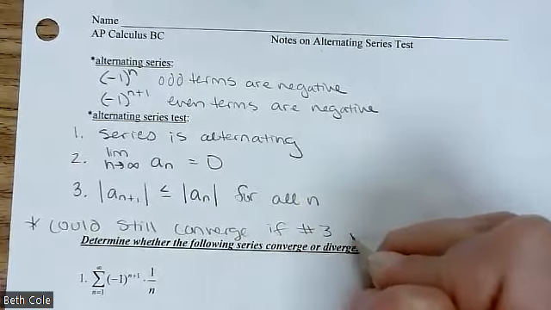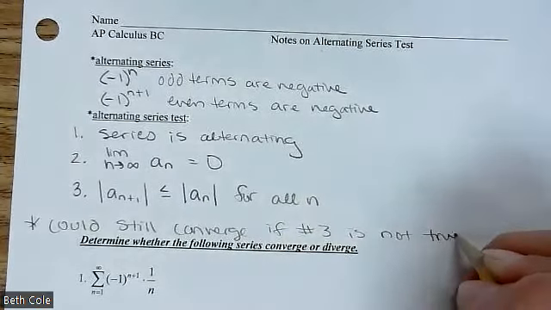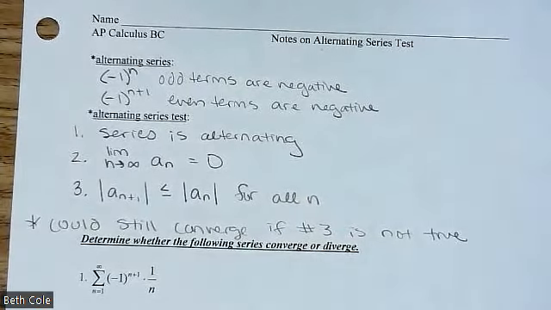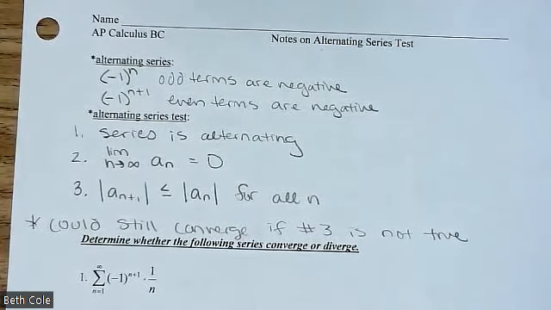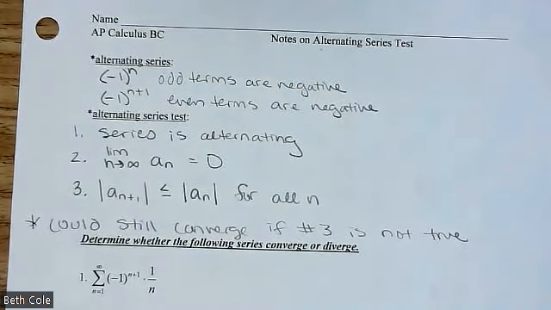Now, as a side note, it could still converge if number 3 is not true. You would just need to use a different test to prove it. If number 3 is not true, it means your alternating series test failed, but it could still converge. You would just need to use a different test, which you would use one of the ones we haven't gotten to yet. Because if it was geometric or p-series or something, you would have done that already.